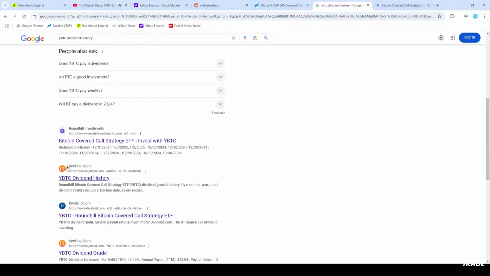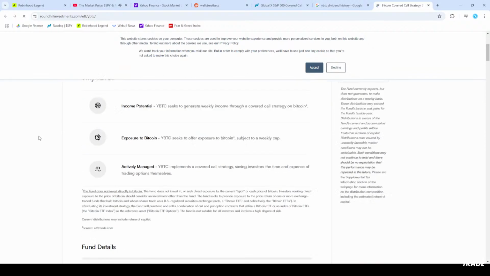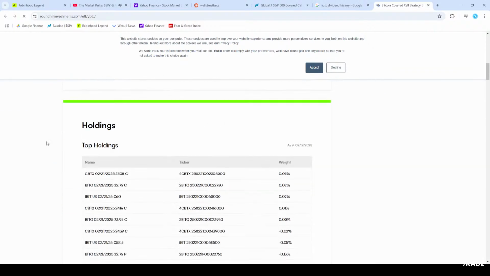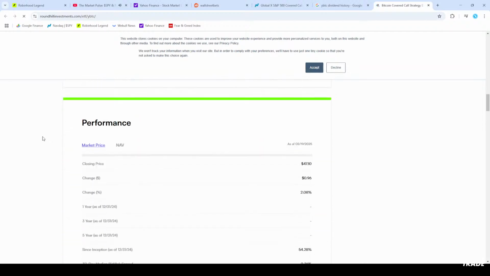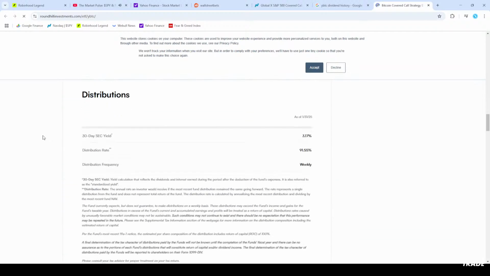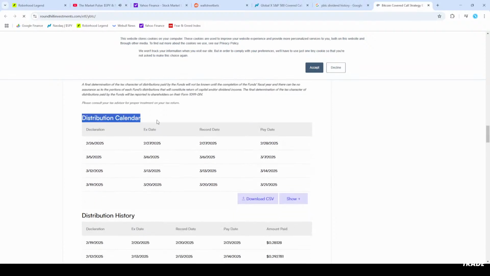This is actually the people who run it. Top holdings, performance. Okay, yeah, distribution calendar. Check this out. So look at this. Every single week, they're paying dividends.